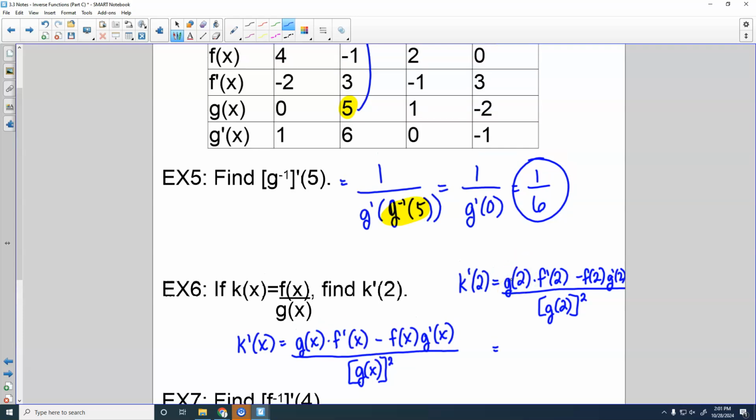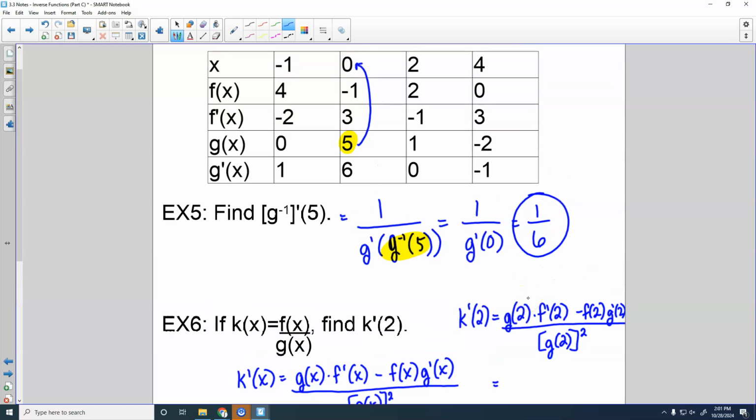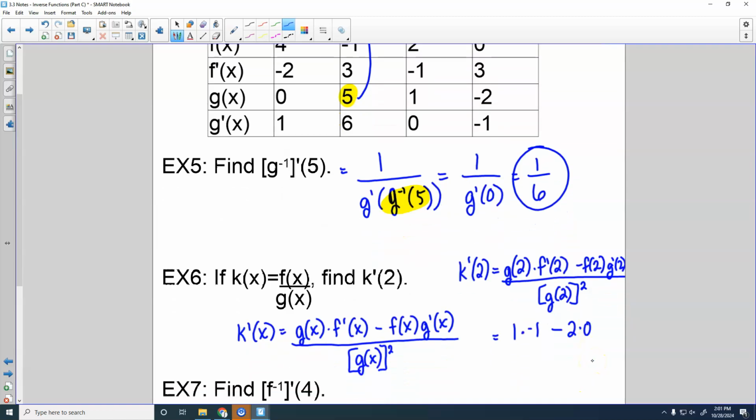So what is g of 2? We're going where x equals 2. We're going down to the g line. That is 1. What about f prime of 2? Negative 1. f of 2? 2. And g prime of 2? 0. And then we need a g of 2 again on the bottom. And that was 1.